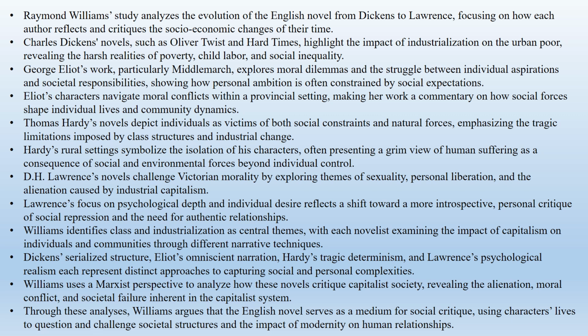Raymond Williams' The English Novel From Dickens to Lawrence offers an in-depth exploration of the development of the English novel across the 19th and early 20th centuries, focusing on how novels by Charles Dickens, George Eliot, Thomas Hardy, and D.H. Lawrence respond to the socio-economic changes of their time. Williams examines the evolution of narrative styles, themes, and character types, presenting these novels as reflections of industrialization, class dynamics, and the changing structures of English society.